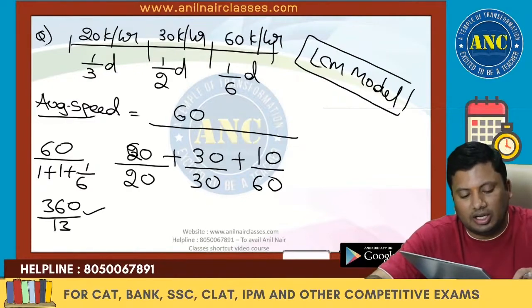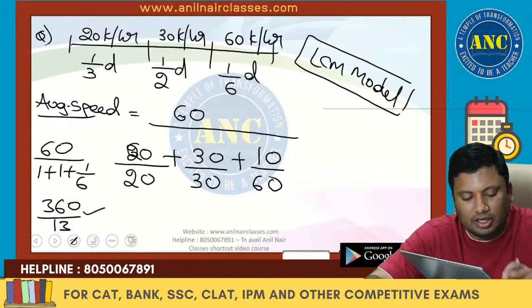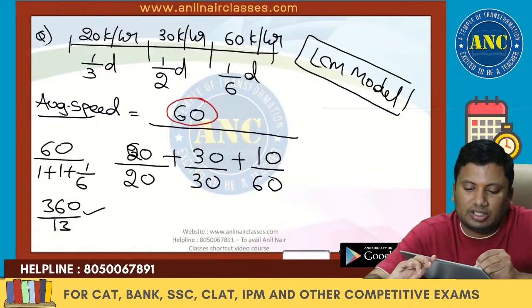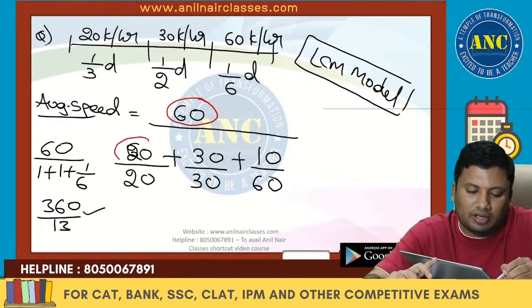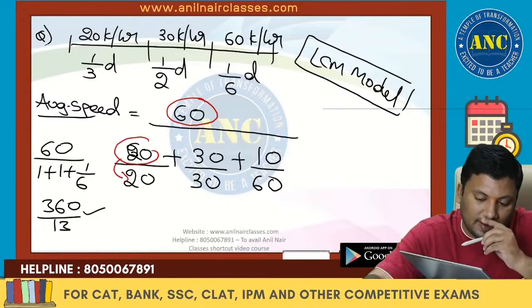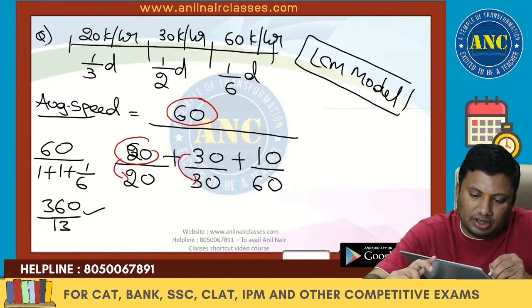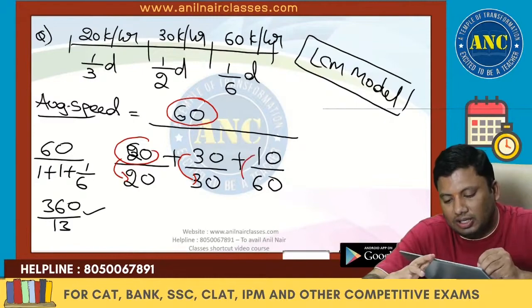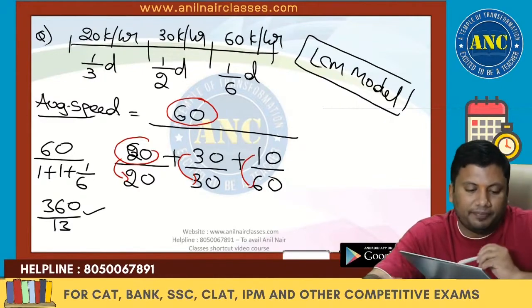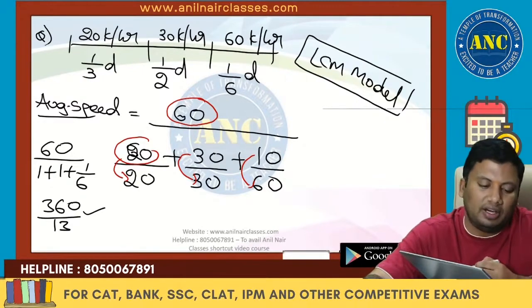For 20, 30 and 60, the LCM is 60. 1/3 of 60 is 20, by 20. Half of 60 is 30, by 30. 1/6 of 60 is 10, by 60. I hope it is clear. Three values.